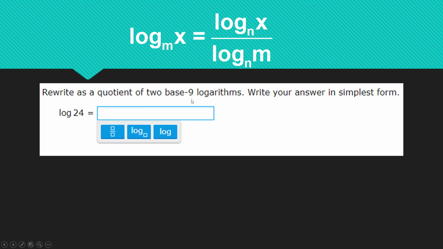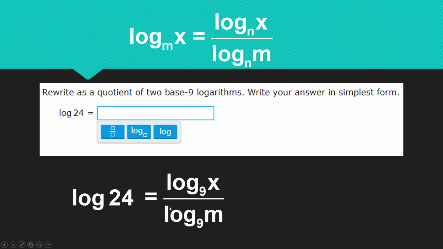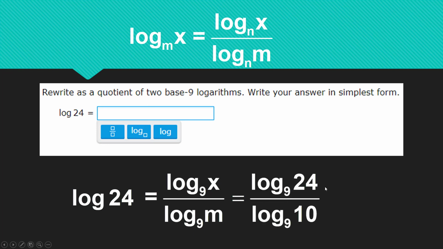All right, again, we're going to rewrite as a quotient. This time we're going to use base 9 logarithm. Our old base in this case is 10, and because this is our common log, no base is indicated, so we know it's base 10. So we've got log base 10 of 24. I want my new log to be base 9, so I've set that up using our pattern above. X for me was 24, and m is 10. And we're going to leave it at that. So we get log base 9 of 24 divided by log base 9 of 10.